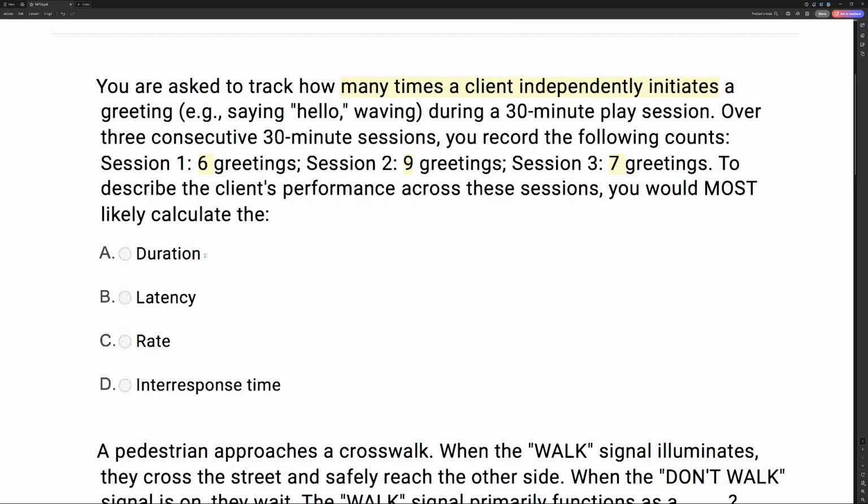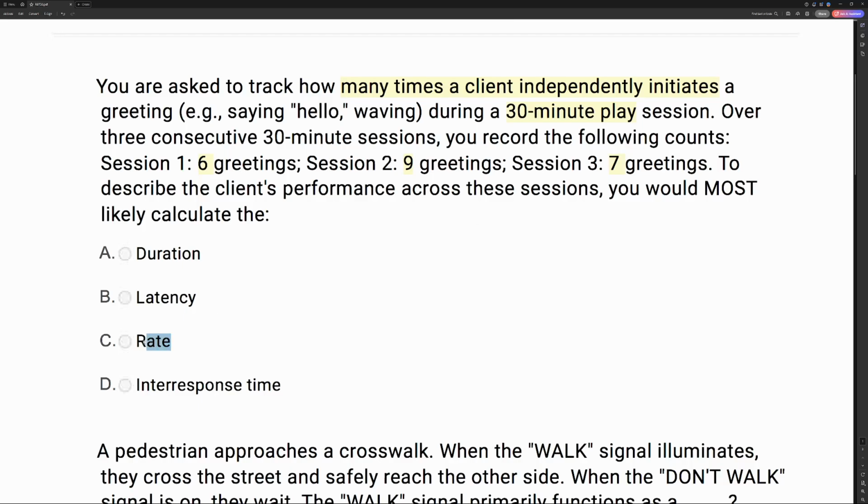It can't be duration because we're not looking at the length of the greeting. It can't be latency. We're not looking at the time in between the SD and the first greeting. And it can't be interresponse time. We're not looking at time in between greetings. We're looking at the number or how many. We also have this time component. So how can we take frequency and time and combine those?